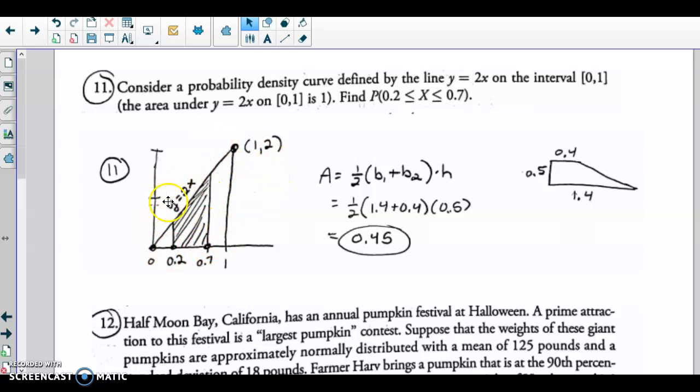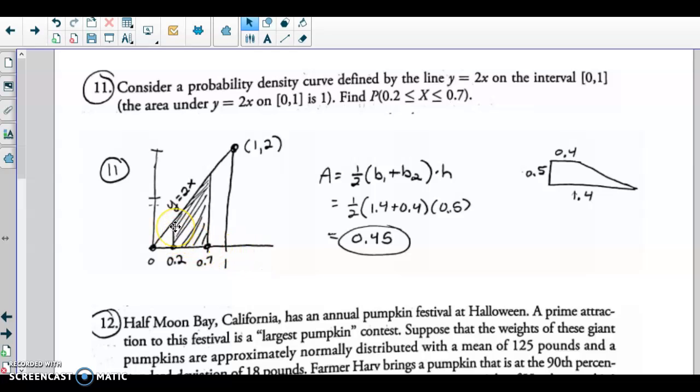Just to confirm the area is 1, let me explain that. The whole big region has area 1 because this is a triangle, and 1/2 base times height is 1/2 times the base of 1 times the height of 2. So 1/2 times 1 times 2 is 1. So this is valid. This is my probability distribution. However, I'm asked to find the probability between 0.2 and 0.7. So I labeled 0.2 and 0.7, drew some lines up, and shaded my shape.